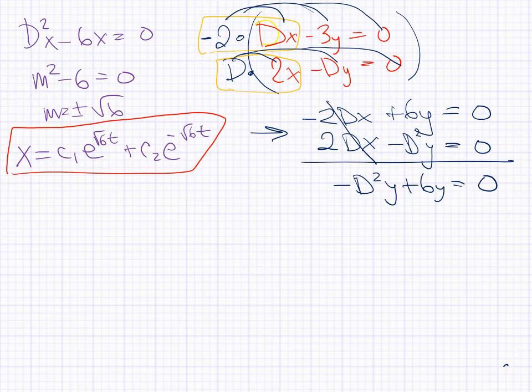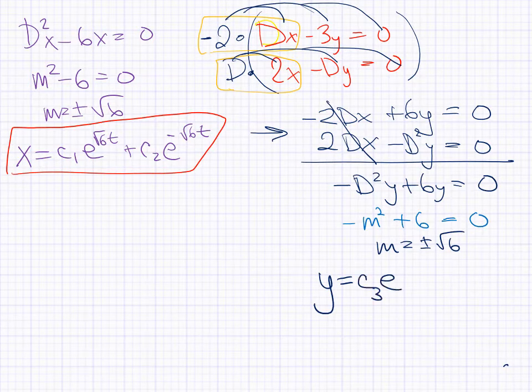So if I had my auxiliary equation for that, solving it for y, it would be minus m squared plus 6 equals 0. Which actually ends up giving me the same solution, that m equals plus or minus square root of 6. And so I would have that y, because now y is my dependent variable, equals some constants. I already used C1 and C2, so I'd have to use C3, e to the square root of 6t, plus C4, e to the negative square root of 6t.